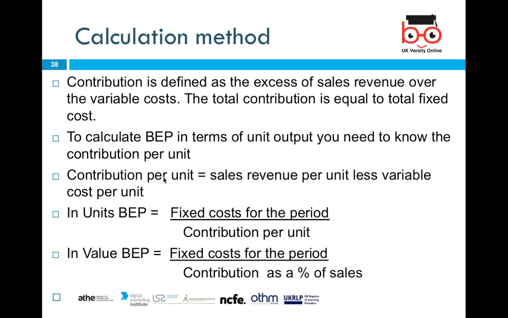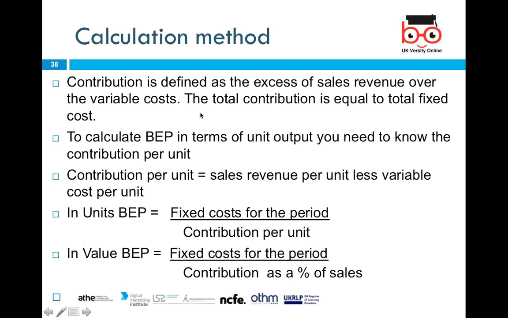So how can we calculate the break-even point? In units and in value, we can calculate the break-even point in two ways: fixed cost for the period divided by contribution per unit, and fixed cost divided by contribution as a percent of sales, which gives the break-even point in value.